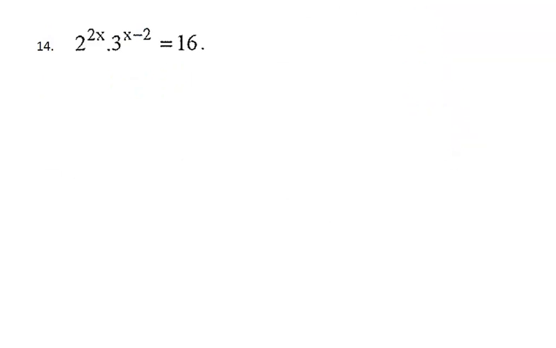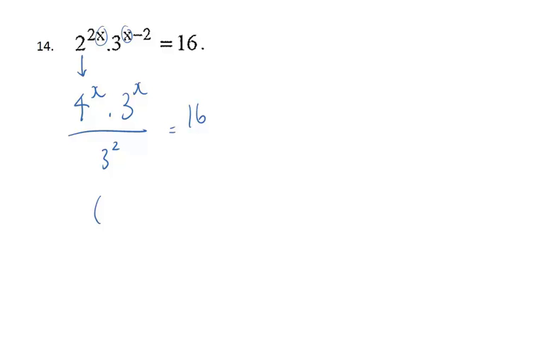So next for question 14, we've got 2 to the power of 2x times 3 to the power of x minus 2 is equal to 16. We think about, well, here we've got to the power of x. We can put those terms together. So here 2 squared is 4 to the power of x times 3 to the power of x, and then the negative 2 will be 3 to the power of negative 2, or divided by 3 squared here, is equal to 16.